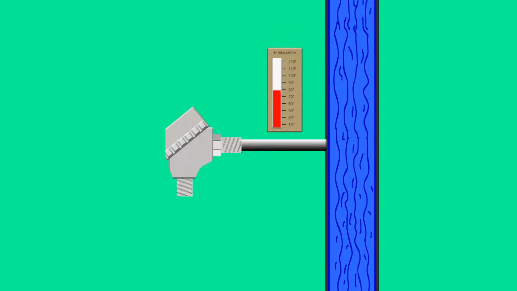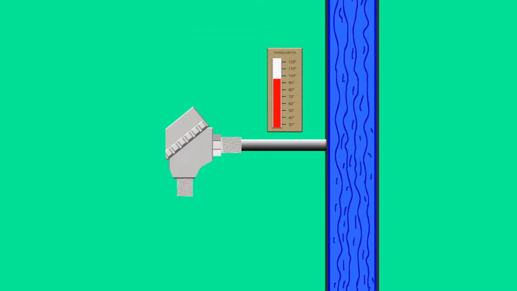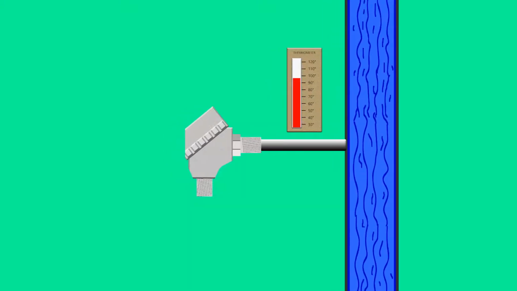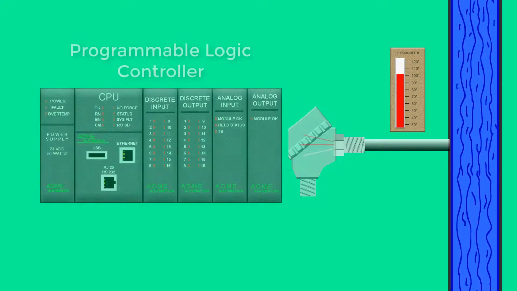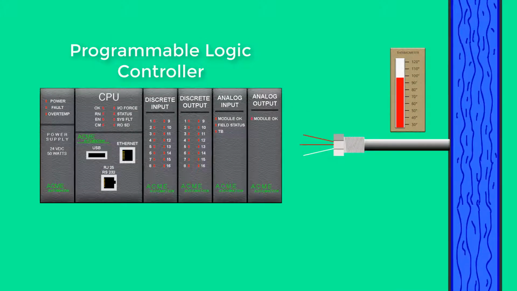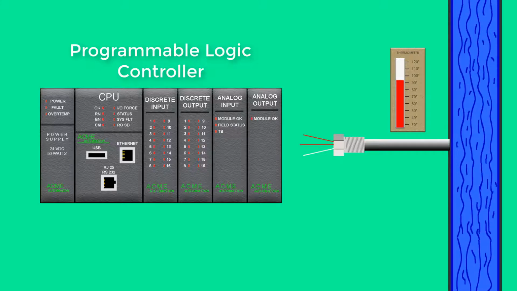Many RTDs consist of a length of fine wire wrapped around a ceramic or glass core. The RTD wire is a pure material, typically platinum, nickel, or copper. A typical RTD uses 3 wires for external connections and is designed to be placed in the desired temperature environment.